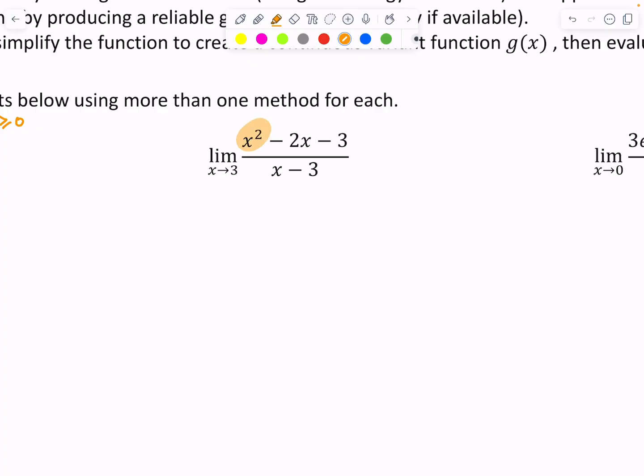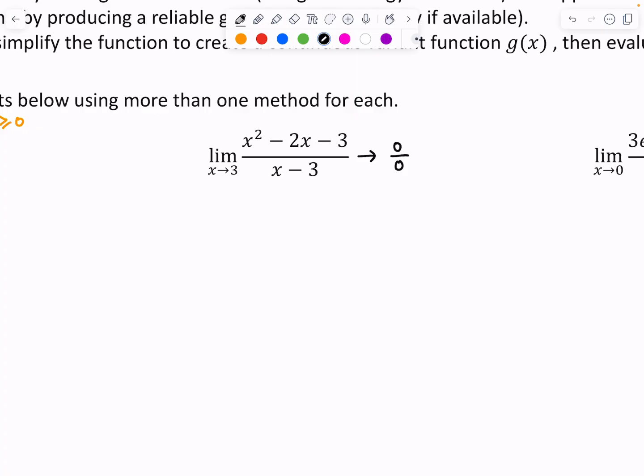3 squared is 9, minus 2 times 3, which is minus 6, and then minus 3 will give you 0 in the numerator as well. So this fraction approaches 0 over 0. In mathematics, this is called an indeterminate. It is not equal to 1. You can never divide by 0, and 0 over 0 is an inconclusive state. What this means is that we need to do further analysis.